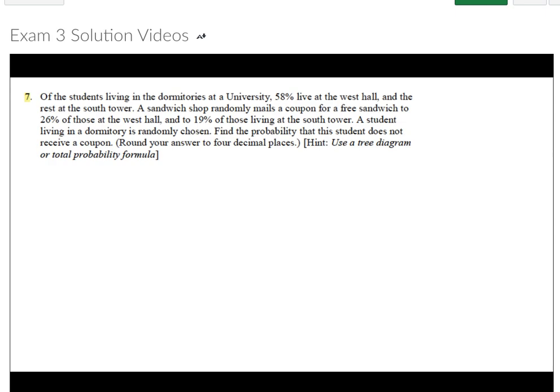This one we have the use of Bayes' theorem. We could use that. Notice with Bayes' theorem, we can always also use a tree diagram. So let's see how we go.